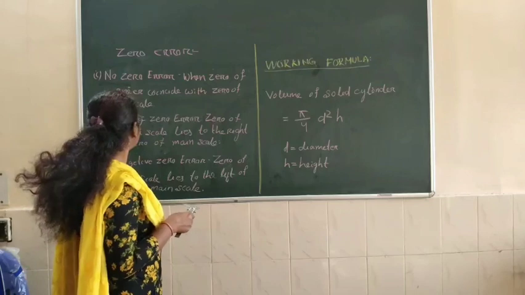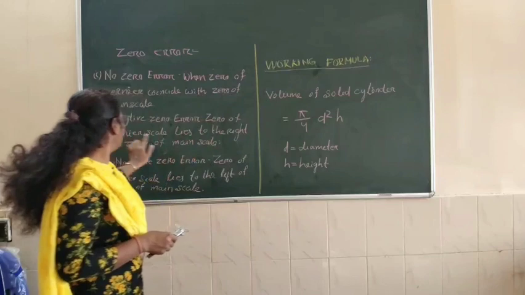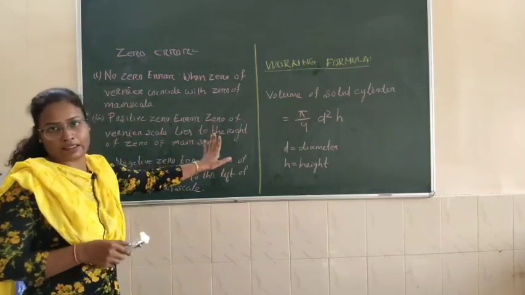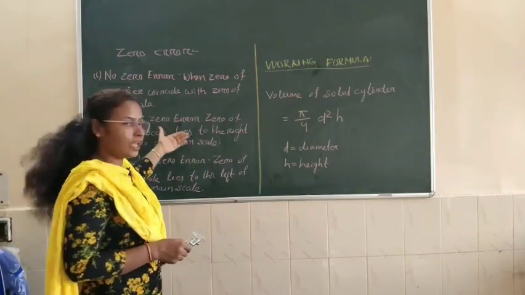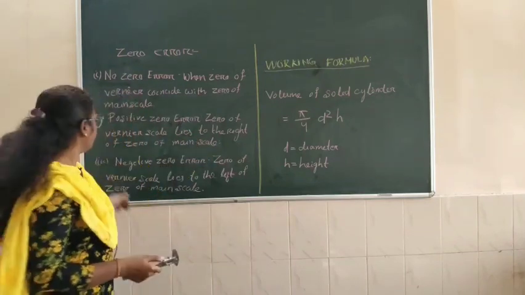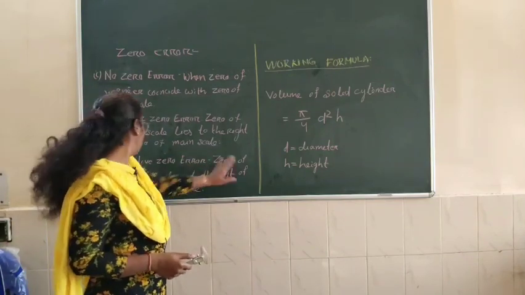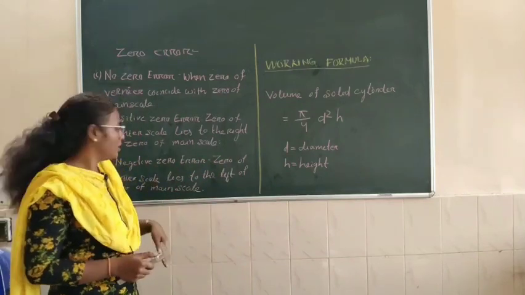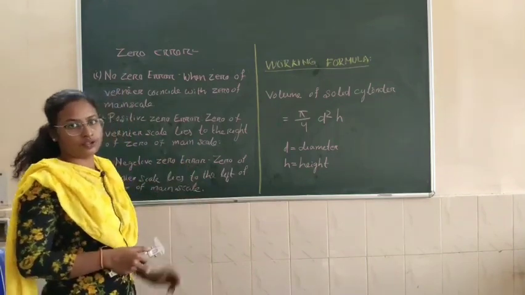Next comes the positive zero error. If the zero of the vernier scale lies to the right of the zero of the main scale, then we can say it is a positive zero error. Here the error will be subtracted from the value. Then comes the negative zero error. Here the zero of the vernier scale lies to the left of the zero of the main scale. Here the value of the zero error will be added to the true reading.